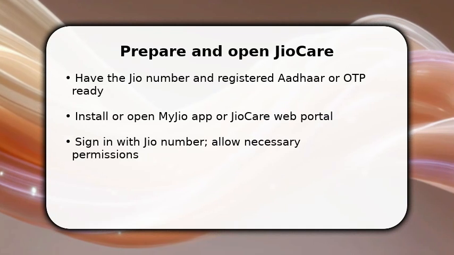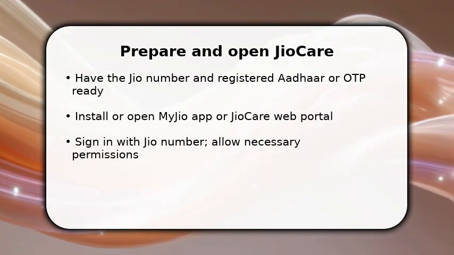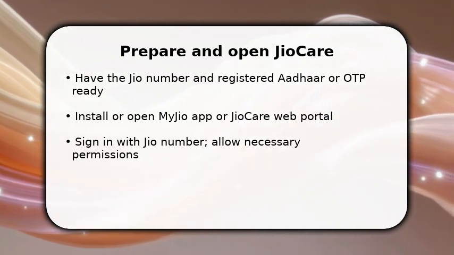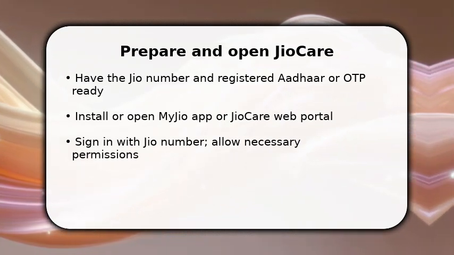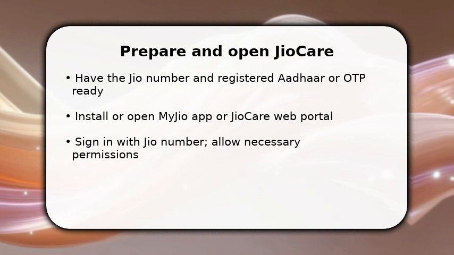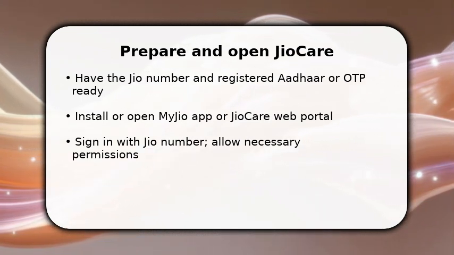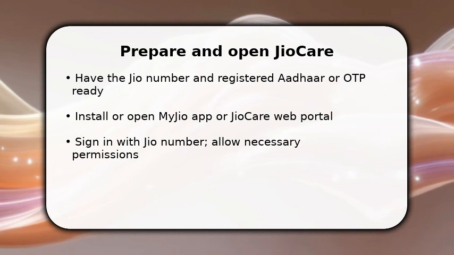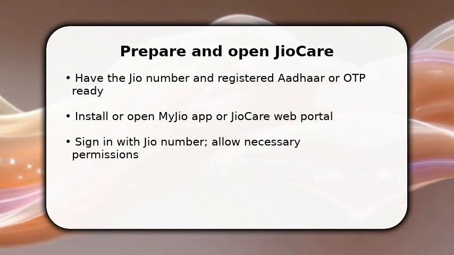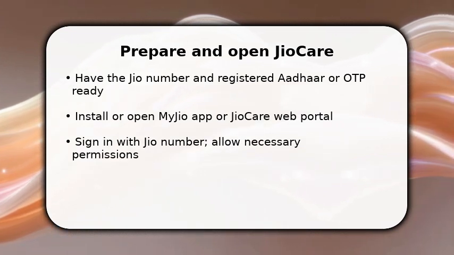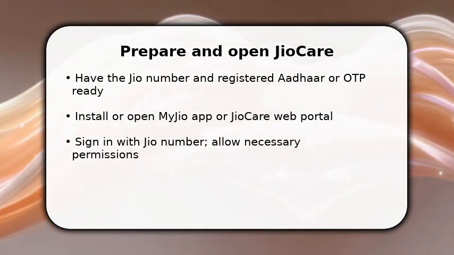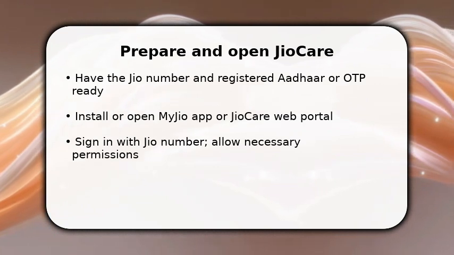You start by getting the essentials ready: your Geo number and a working OTP method. Open the My Geo app or visit GeoCare on a browser and sign in using the Geo number so the account settings load. Once done, grant any permission prompts so call blocking features can work. Make sure you're on a stable mobile data or Wi-Fi connection, because the app needs to fetch your profile before you can change call preferences and blocking lists.